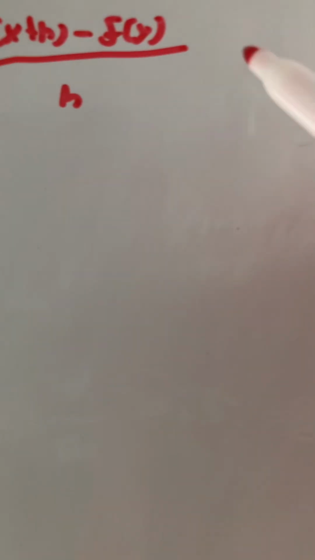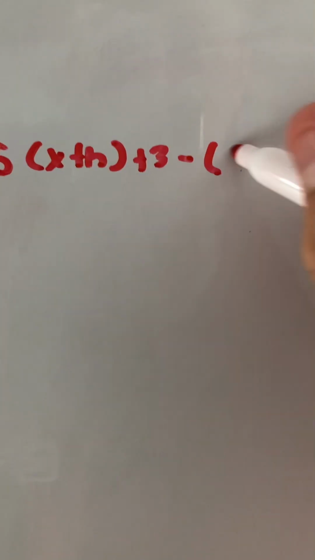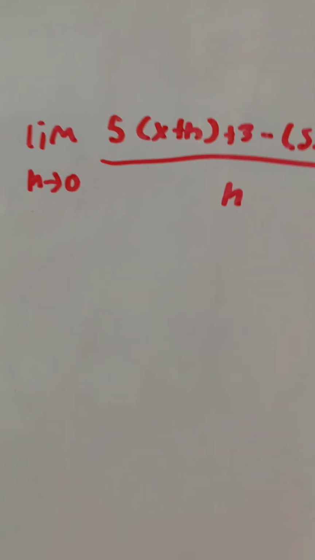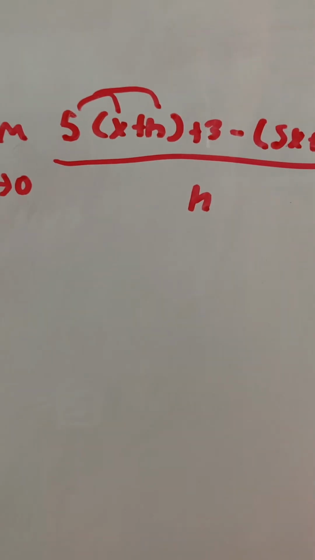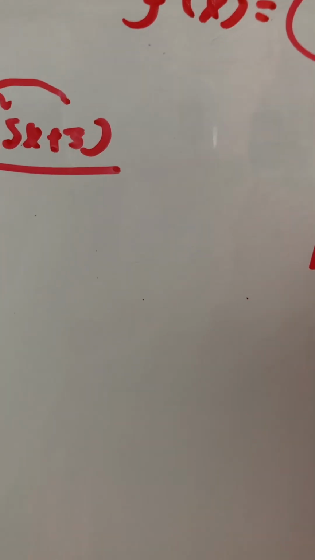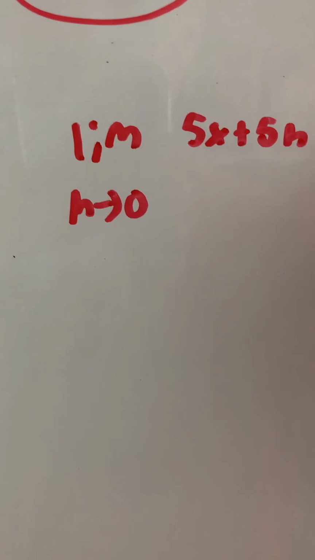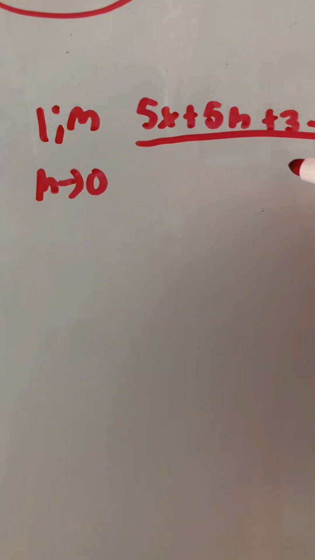Now I'm going to plug this into the formula and rewrite the limit expression. The limit as h approaches 0 of 5 times x plus h, plus 3, minus, inside parentheses, 5x plus 3, all over h. Now I'm going to distribute the 5 inside the first parentheses, and the negative inside the second parentheses. So it's the limit as h approaches 0 of 5x plus 5h plus 3 minus 5x minus 3, over h.